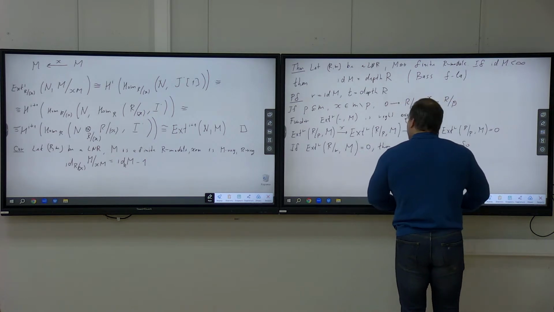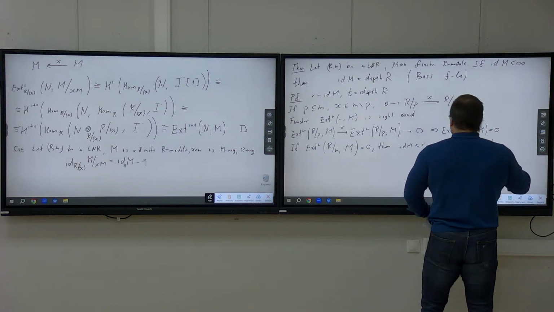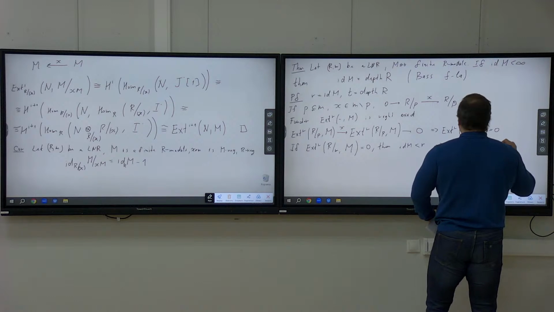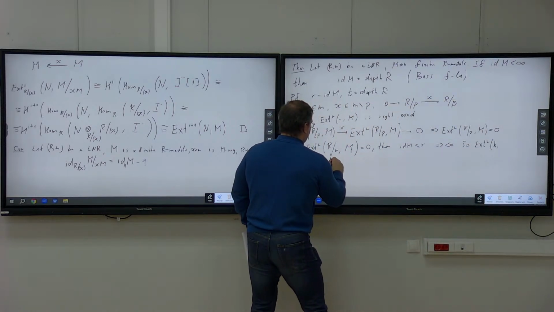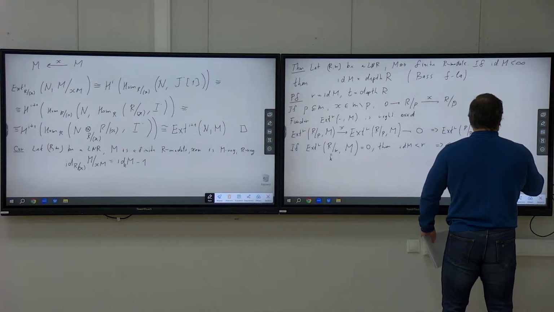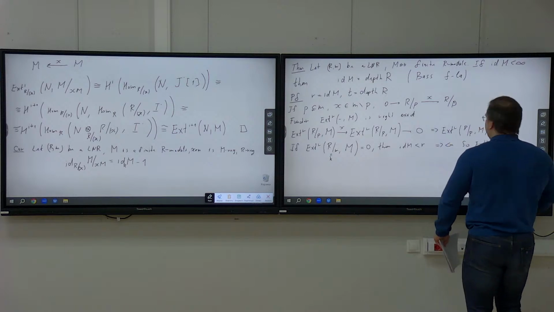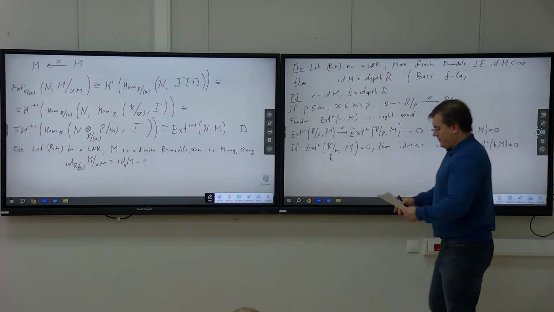So we know that Ext^r(k, M), let me just write k for R/m, again for shortness of the notation, is not equal to 0, okay? Because if it is 0, then we get a contradiction.